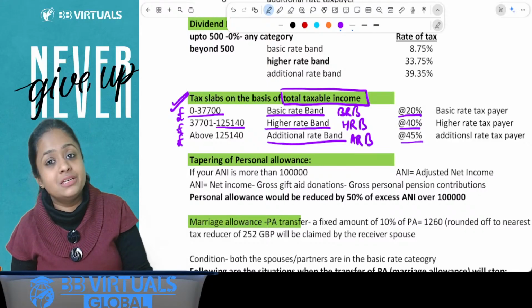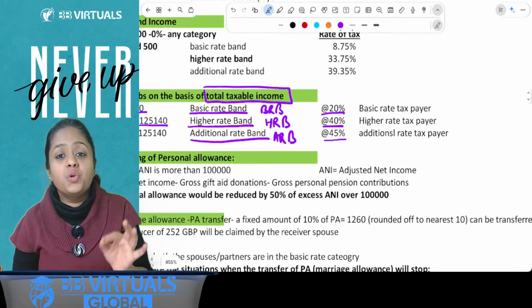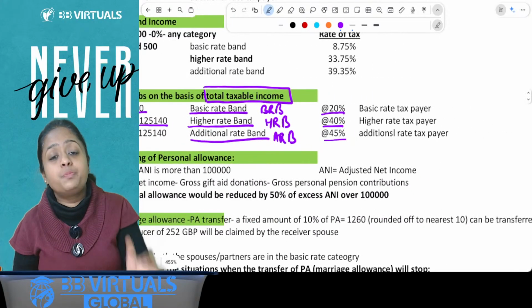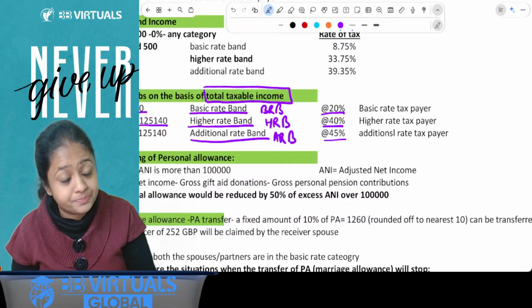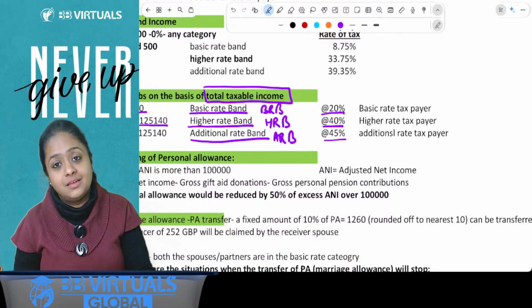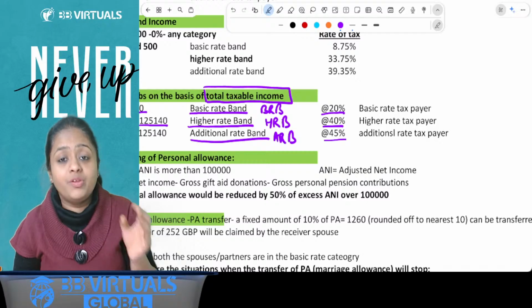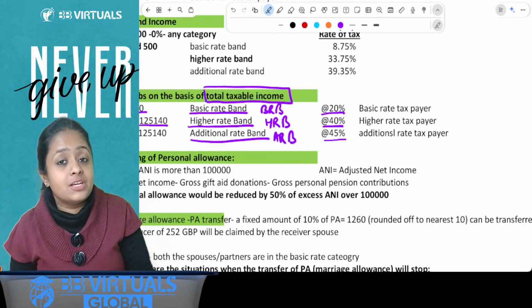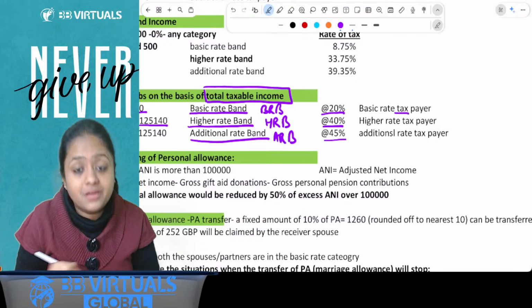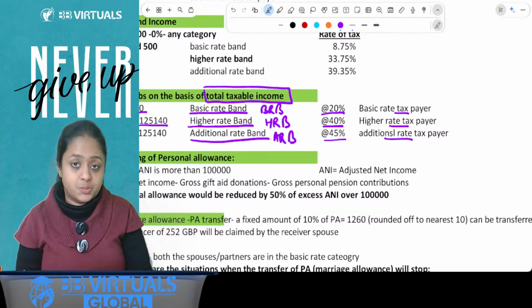Clear? Absolutely. Now, one more point. Based on the total taxable income, which I will explain with an example as well, the category of the taxpayer needs to be decided. That is, as per the highest tax rate applicable to him, we will decide whether the taxpayer is a basic rate taxpayer, a higher rate taxpayer or an additional rate taxpayer.